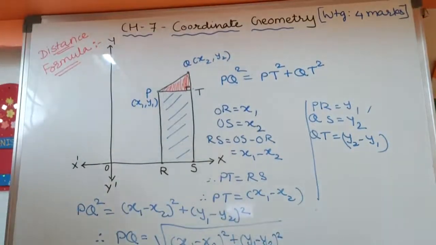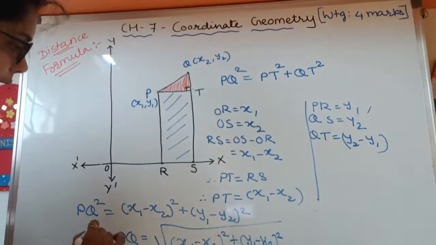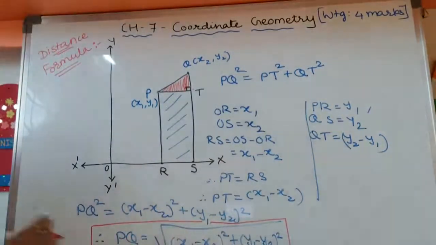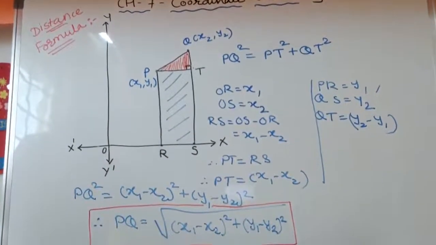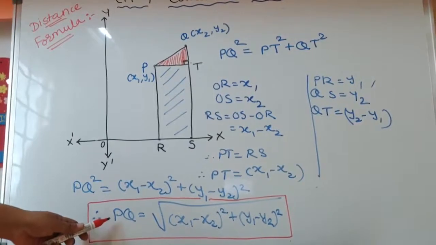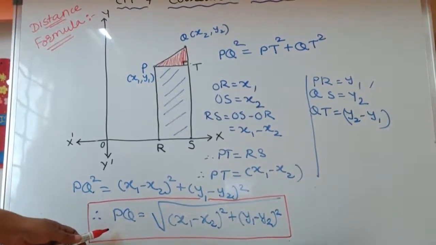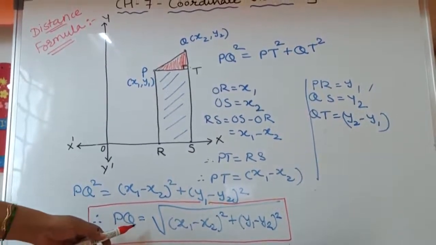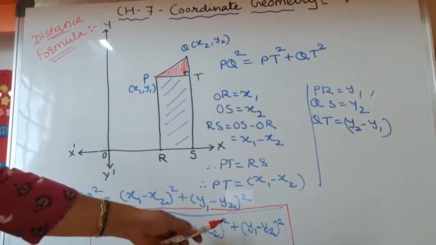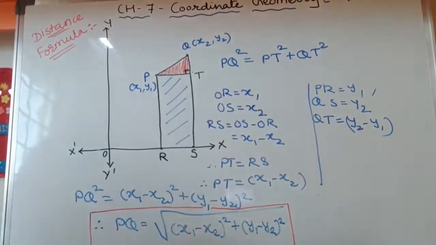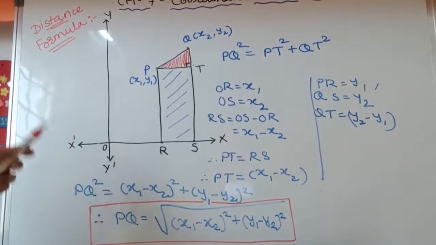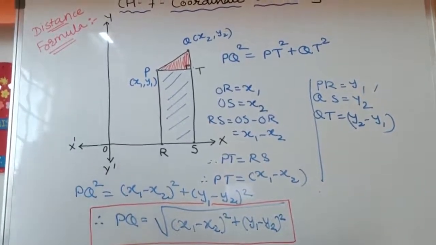So this is the formula to find the distance between two points, and this formula we call the distance formula. I again repeat, PQ is equal to the whole under root of x1 minus x2 whole square plus y1 minus y2 whole square. By using this formula, we are going to do exercise 7.1.